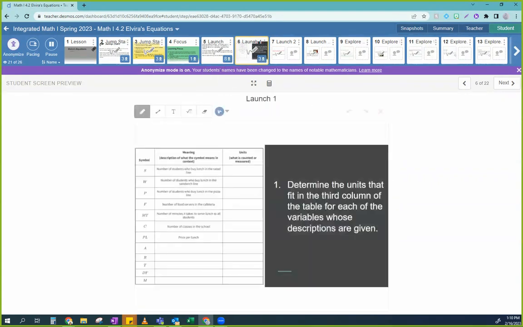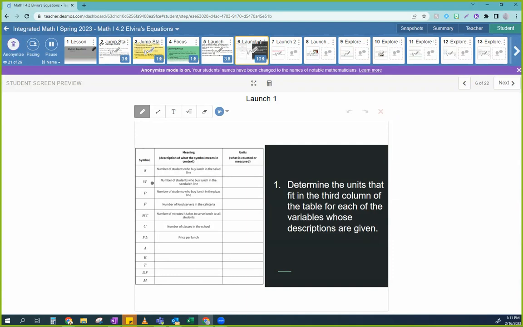So this is kind of small, so I'm going to zoom in here. It says S means the number of students who buy lunch in the salad line. W is the number of students who buy lunch in the sandwich line. Dude, why didn't she just use S here? Anybody know?